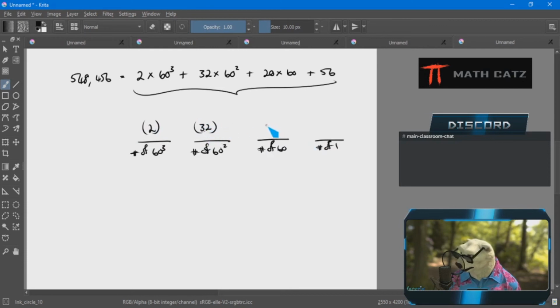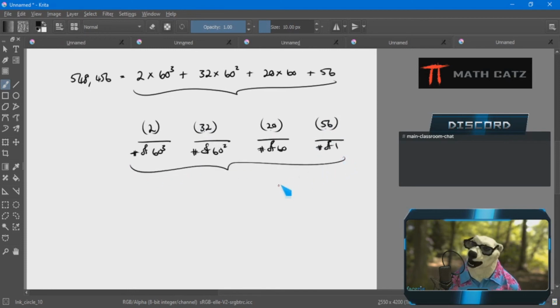2, 32. A lot of people make mistakes that I think a step like this can avoid, but I have to know where I'm at and what I need and adjust accordingly. No one can really answer that for you. So I'm going to have a four-place number, 2 space 32 space 20 space 56. There we go. Okay.